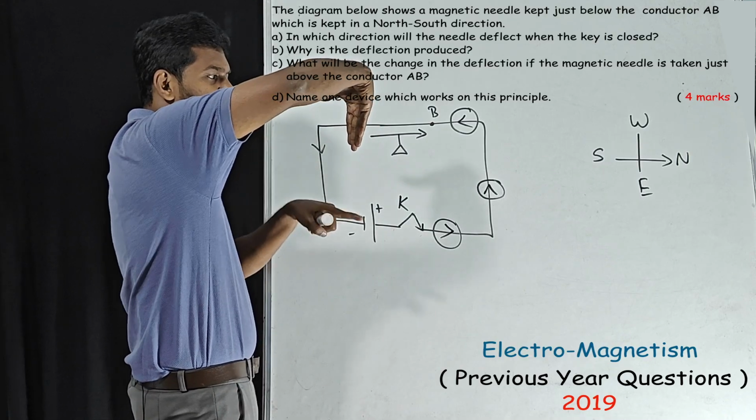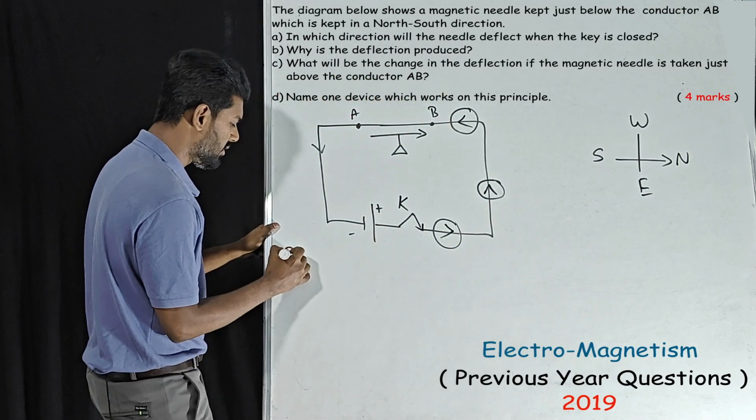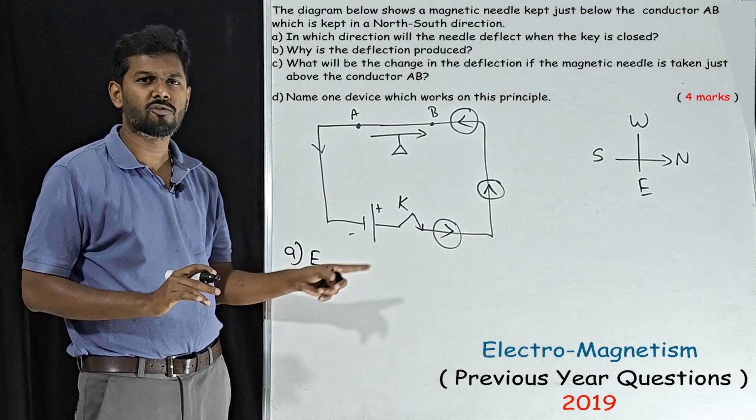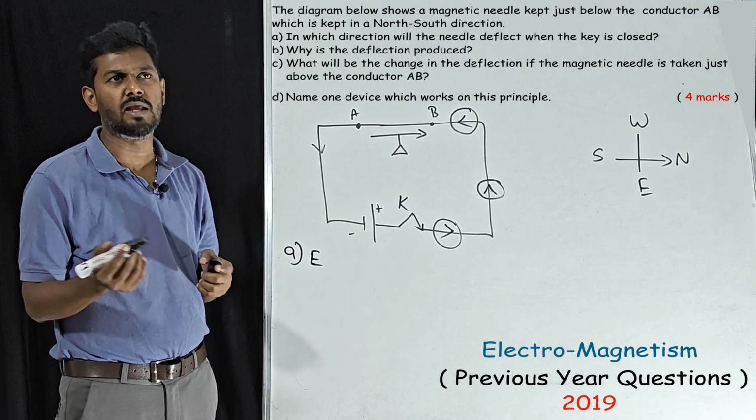Where is the magnetic field? Downwards. What is downwards? That is east. So answer for A is east. That's it. So if you know this much, that is the answer. See, if you know the rule, within 10 seconds you can get the answer.